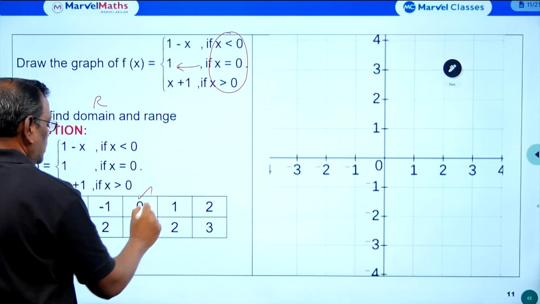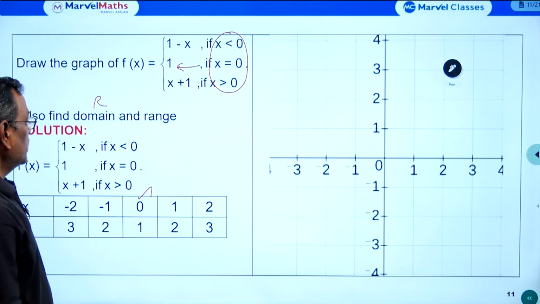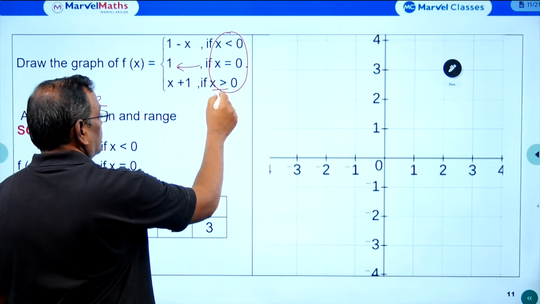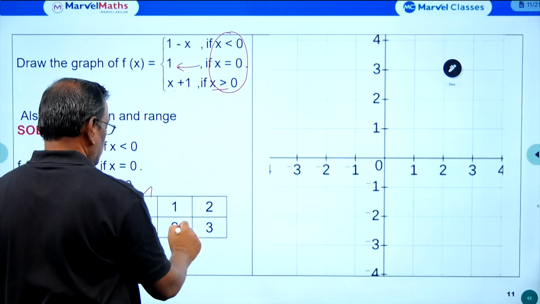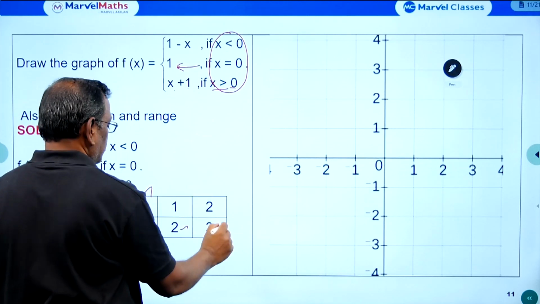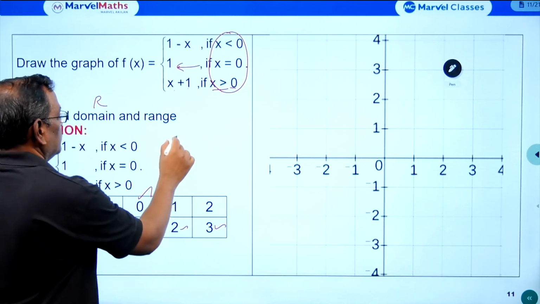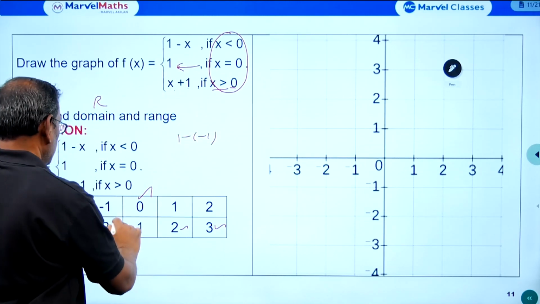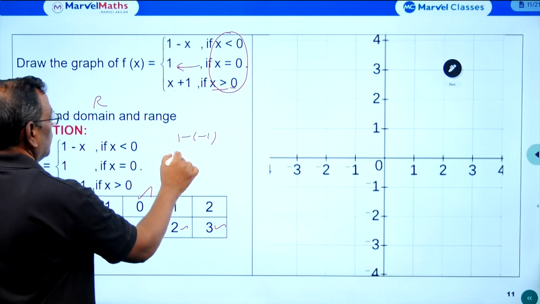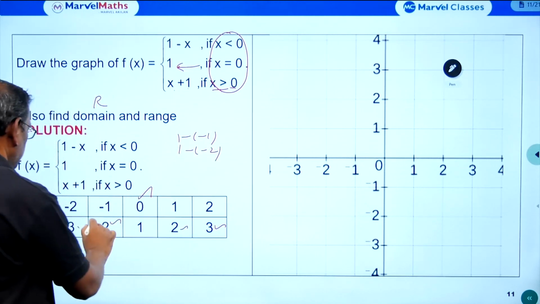When x equal to 0, y equal to 1. When x is 1, from this interval, x equal to 1, y equal to 1 plus 1, 2. When x equal to 2, 3. When x equal to minus 1, substitute here. When x equal to minus 1, 1 minus of minus 1, 2. When x equal to minus 2, 1 minus of minus 2, 3.